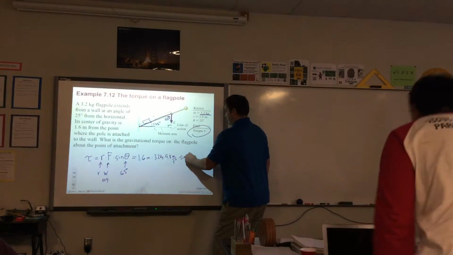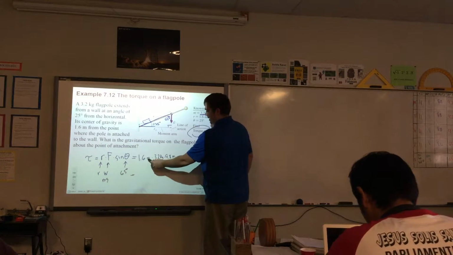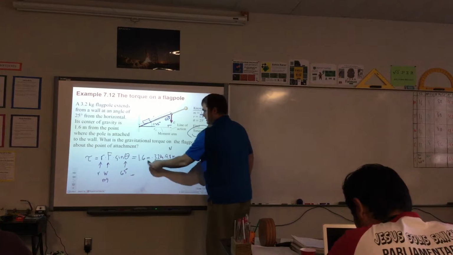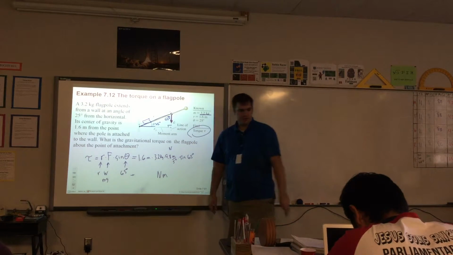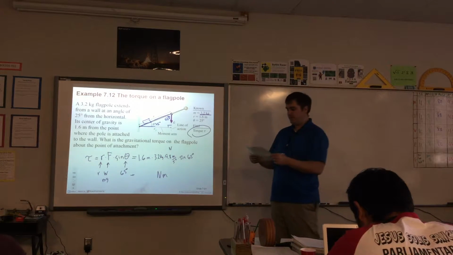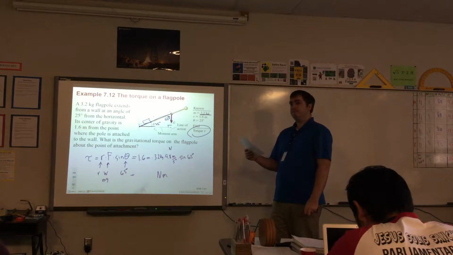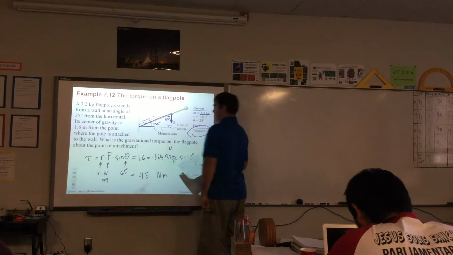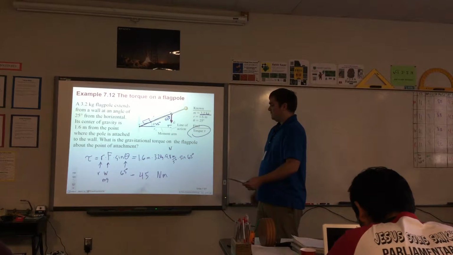Sine of 65 degrees. That's going to be a meter, kilogram, meters per second squared. That's a newton. So our answer is going to be in newton meters. Anybody have an answer for us? 45. Let's round it to 2. They only gave us 2, so we're going to give them 2. Okay?